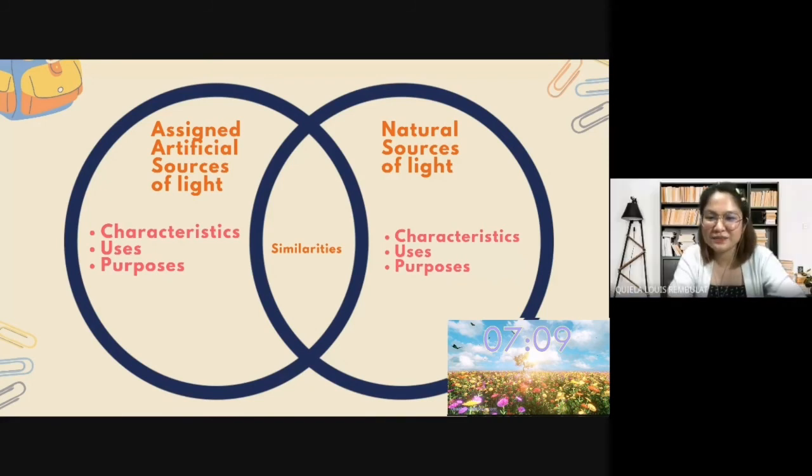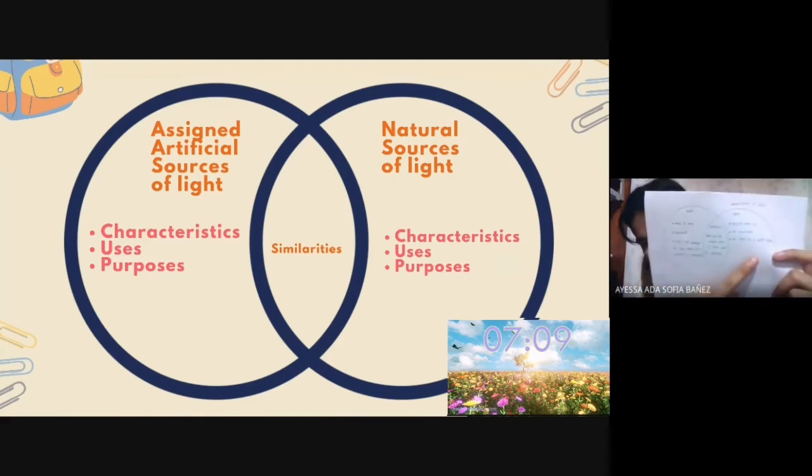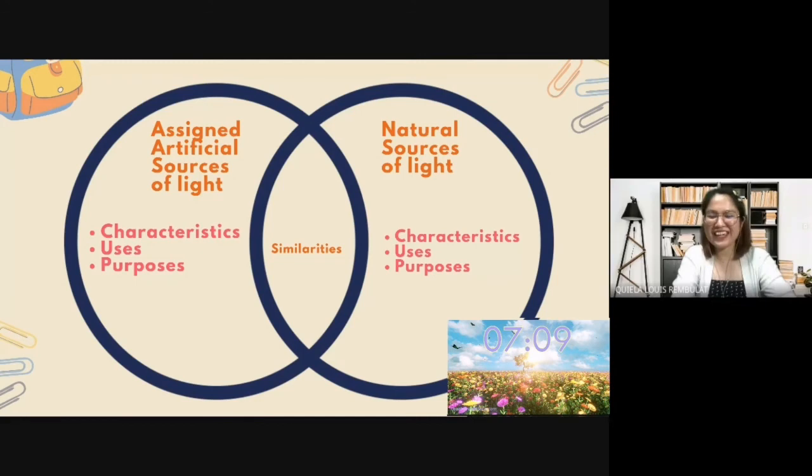Go ahead. Okay. So for our group, we have candle, and our natural source of light is the moon. We wrote under candle that it is made of wax, while the moon is a natural resource from the earth. Candle is man-made, while moon is not man-made. And candle is used whenever the light is unavailable, while the moon can light up a wide space. Their similarities are both can be helpful when it's dark and electricity is unavailable. Okay, great job.